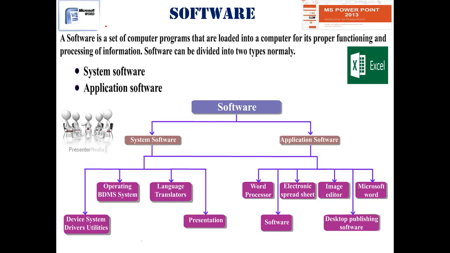System software contains device drivers, utilities, operating system, and language translators. On the other side, application software contains word processor software, electronic spreadsheet, image editor, desktop publishing software, and Microsoft Word. Let's see one by one.